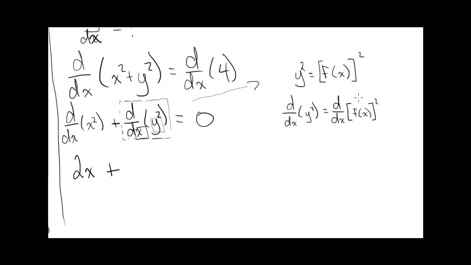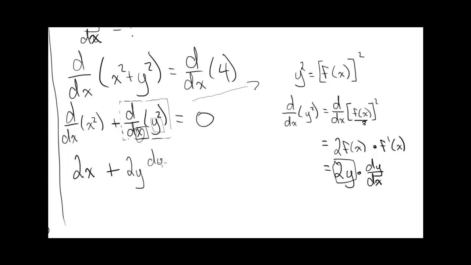That's a power of a function, right? Or the chain rule. So remember that that's equal to 2 f of x, but then you have to multiply by the inside derivative, or f prime of x, which in this case is dy dx. So the derivative of y squared with respect to x is not just 2y, it's 2y times dy dx. So you have to do this extra step of multiplying by a dy dx.